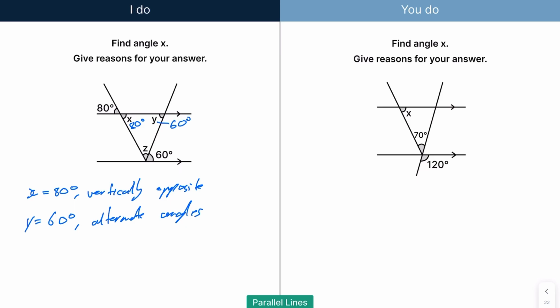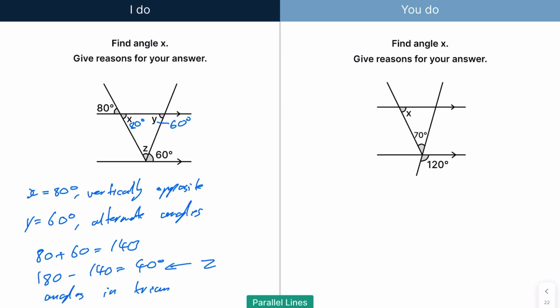So we know what y is now, 60. And finally, to find z, this is just a triangle. Angles in a triangle add up to 180, so we know that 80 plus 60 gives you 140. 180 take away 140 gives you 40 degrees. So that is z, and we can just say angles in a triangle add up to 180. So angles in a triangle, because you've been asked to give reasons for your answer. So here I have given a reason for x, y, and z.